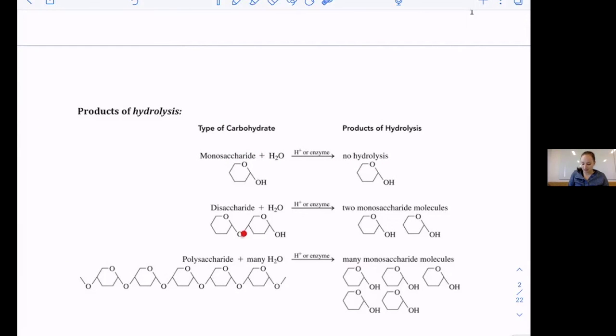A disaccharide has 2 carbohydrates, and you can break those apart with acid and an enzyme and water to form 2 monosaccharide molecules. So you take a disaccharide, break it apart, and now they're monosaccharides. And then polysaccharides are just a big long chain of carbohydrates all put together, and when you hydrolyze those they will form many monosaccharide molecules.